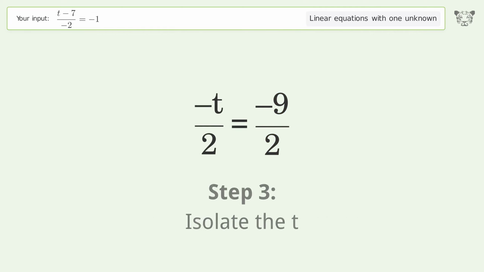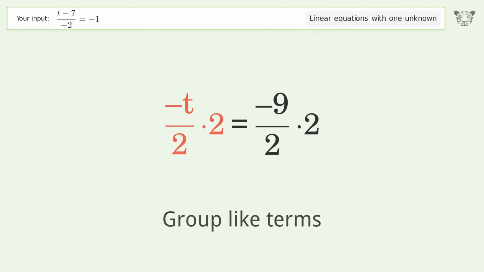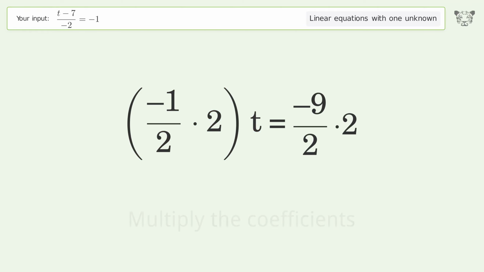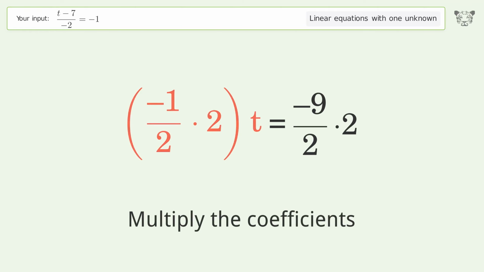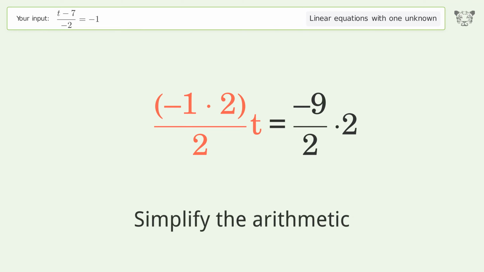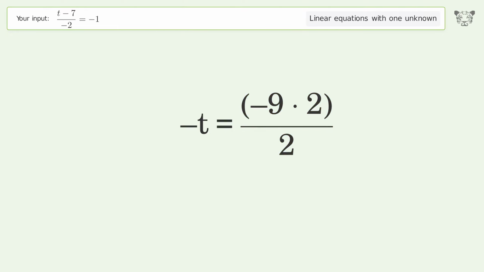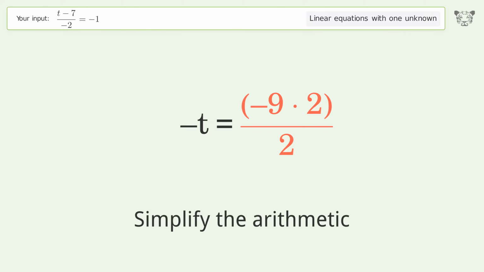Isolate the t. Multiply both sides by 2. Group like terms. Multiply the coefficients. Simplify the arithmetic. Multiply the fractions. Simplify the arithmetic.